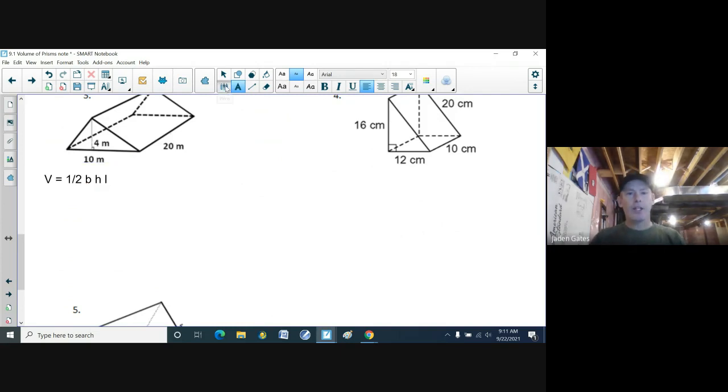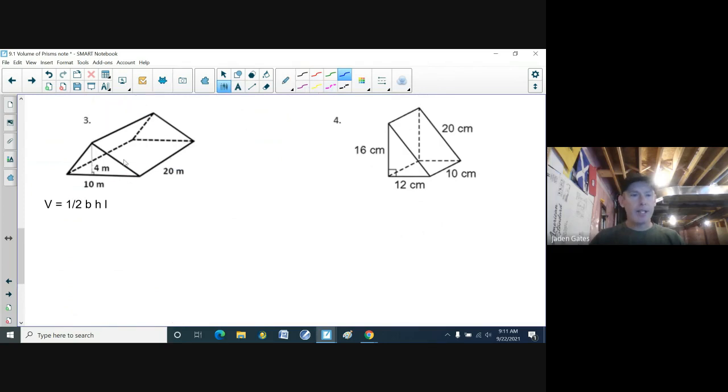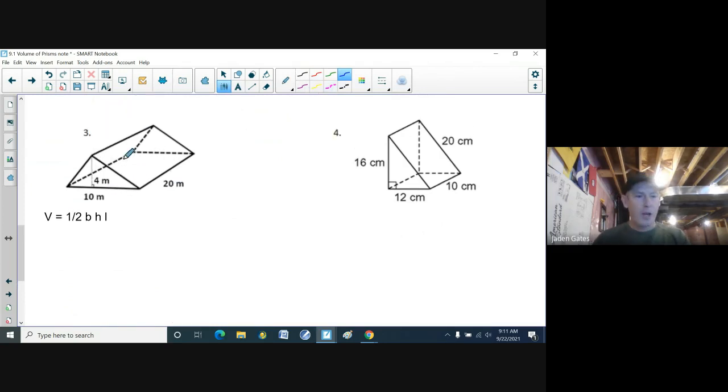Now again, what I like to do always is label my diagram. All right, so I know where my variables are. Well, see this 4 here represents this blue line, so that's straight up. That's my height. All right, my 10 is that distance along the bottom, so that's my base. And, well, the 20 along the side here is my length. All right, so now I'm going to substitute in.